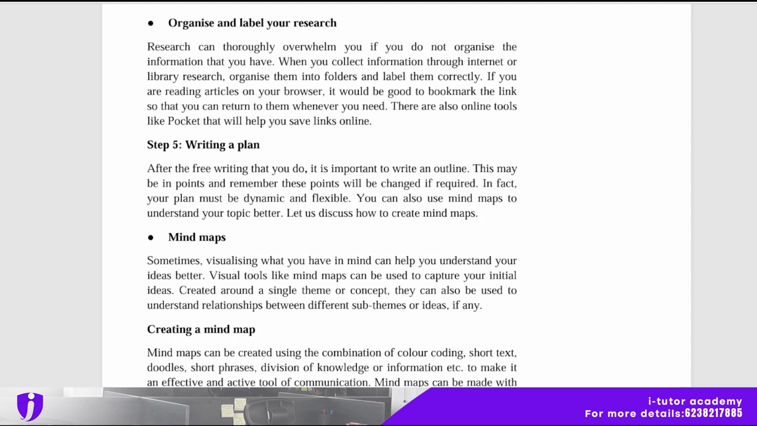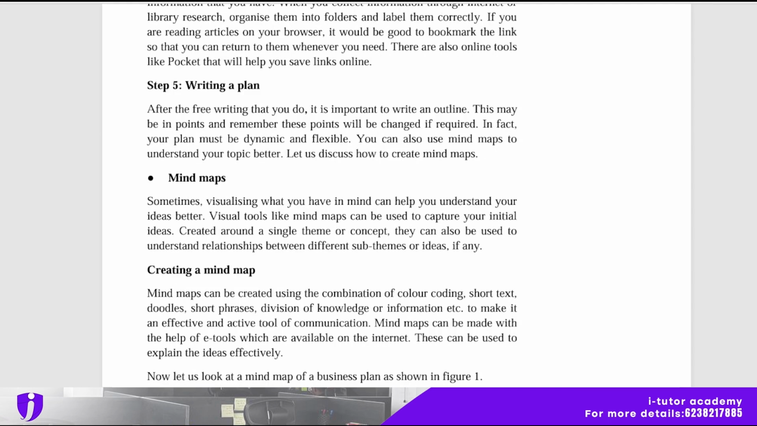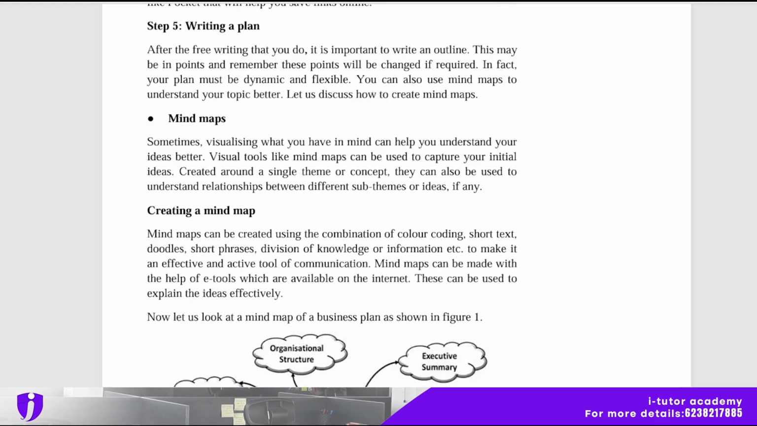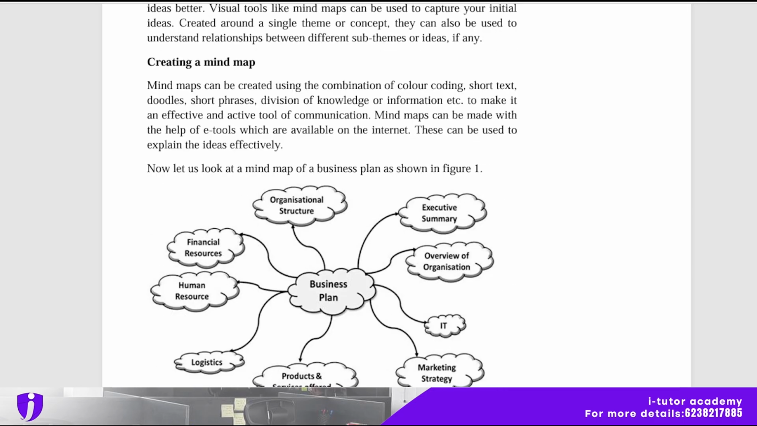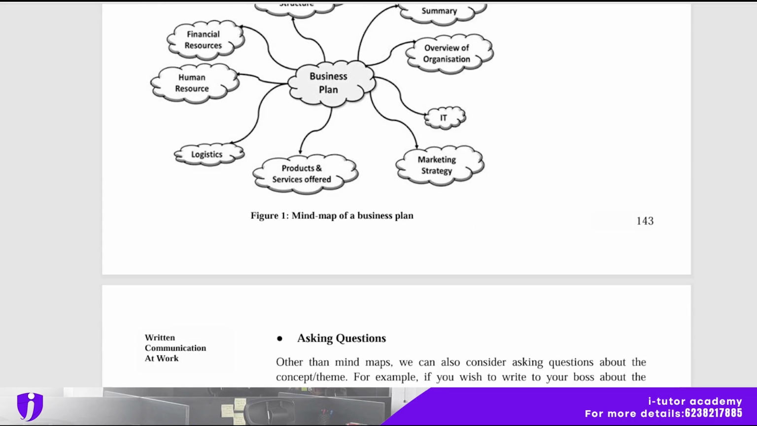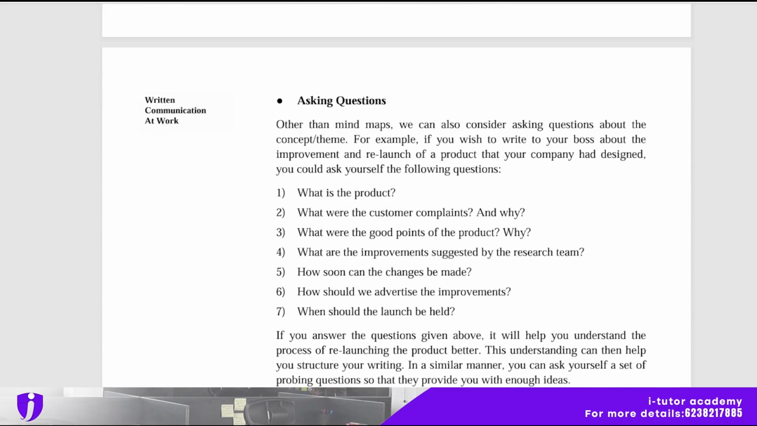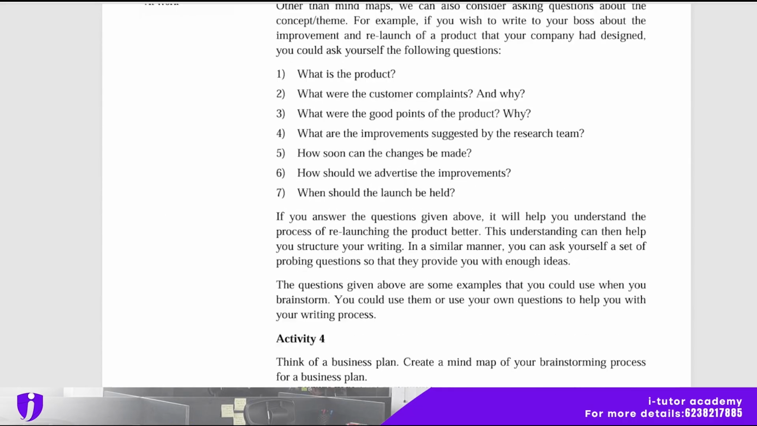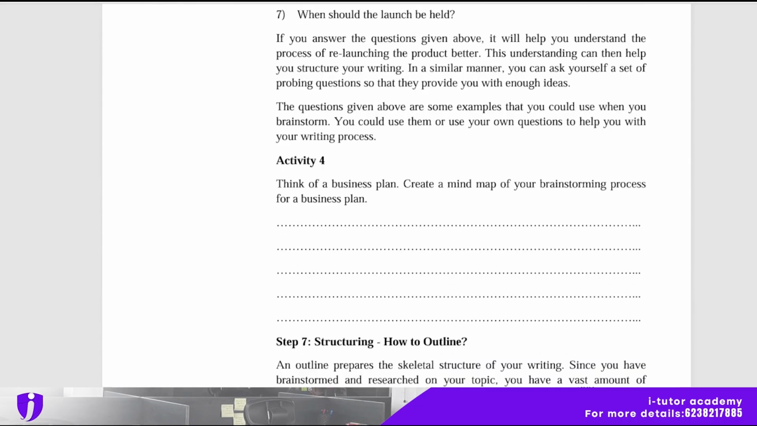And step 5 is writing a plan. Under this there is the mind map. Creating a mind map is, so here is one picture. Business plan, there is an organizational structure, executive summary, overview of organization, IT, marketing. So a mind map of a business plan is like a different kind of 360 view thinking, right? And asking questions is important under this. And activity 4 is here for this, so try to do it.